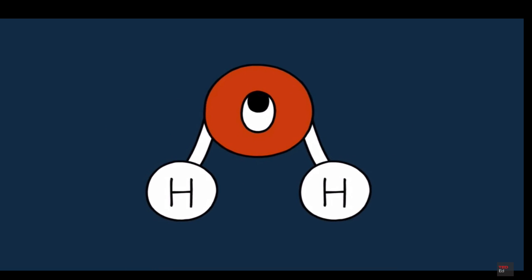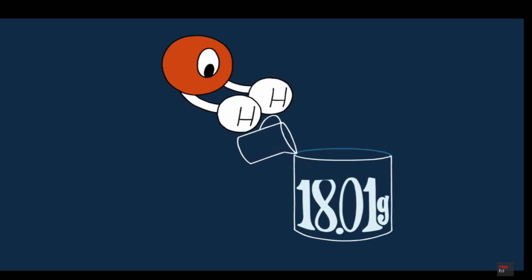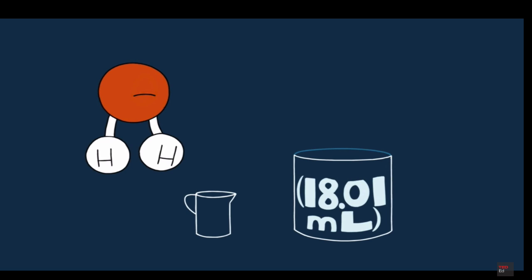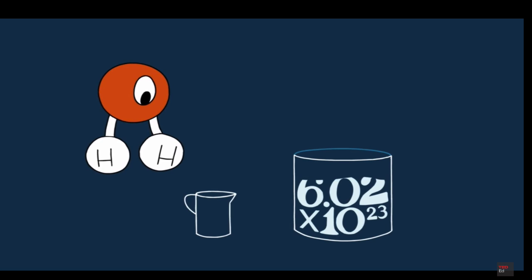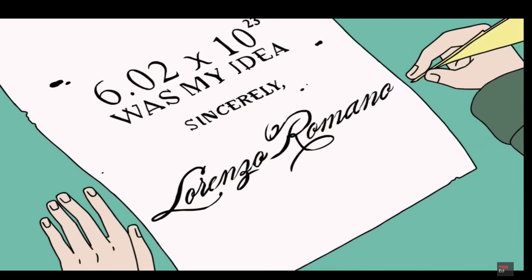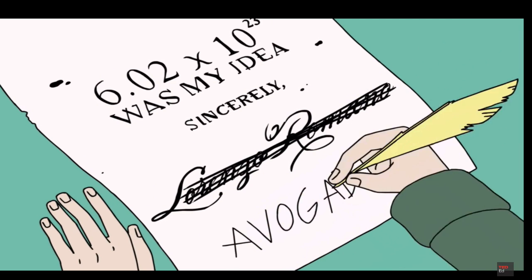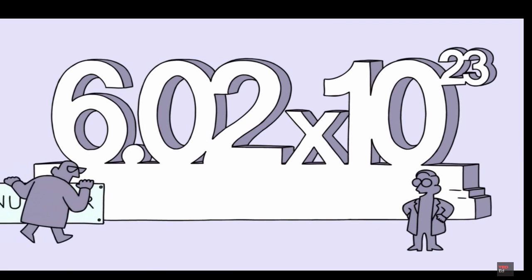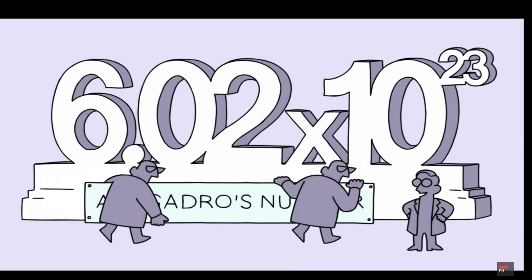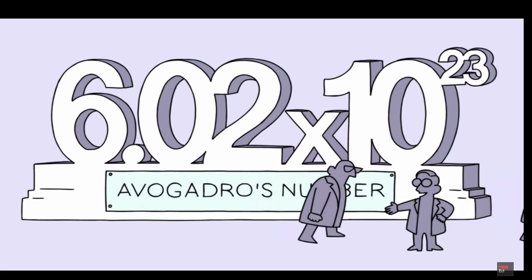Instead, think of water molecules. If you pour 18.01 grams of water into a glass, which is 18.01 milliliters, which is like 3.5 teaspoons of water, you'll have 602 sextillion molecules of water. Since Lorenzo Romano Avogadro was the first one to come up with this idea, scientists named the number 6.02 times 10 to the 23rd after him. It is simply known as Avogadro's number.